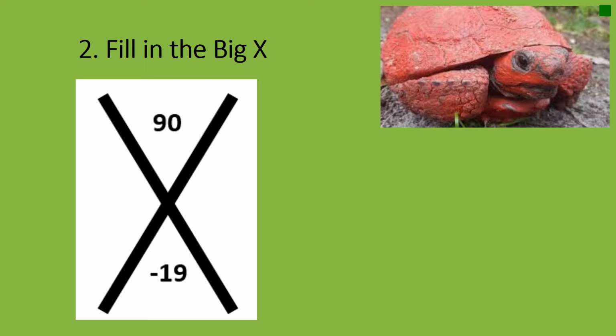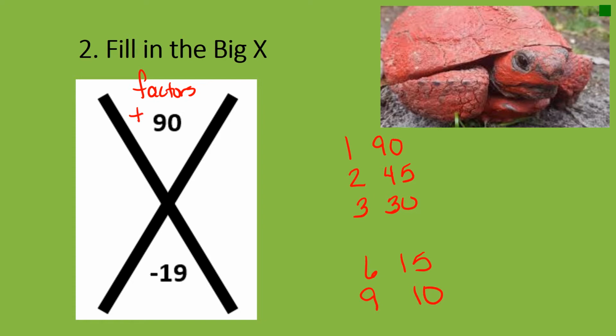All right. What are the factors of 90? What numbers multiply to be 90? 1 and 90, 2 and 45, 3 and 30, 4 doesn't work, 5 and 18, 6 and 15, 7 doesn't work, 8 doesn't work, 9 and 10. Okay, because 90 is positive, I'm going to add these numbers.